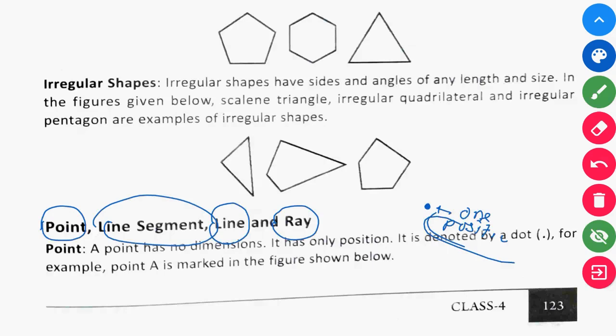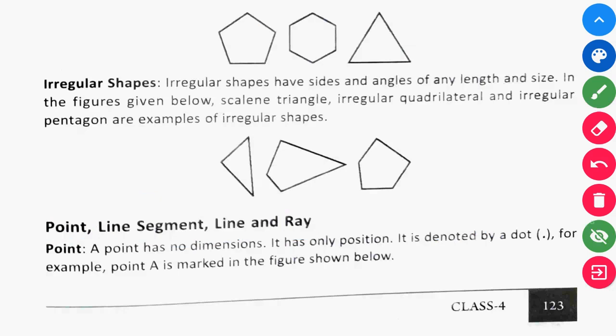It is only at one position. It has no dimensions, no side, no length, no breadth. Just a dot is known as a point. Okay. Now what is meant by line segment?